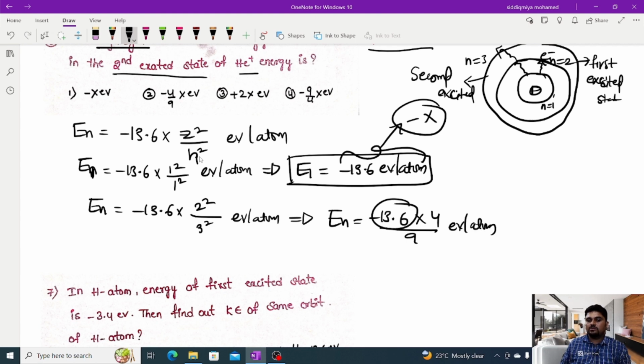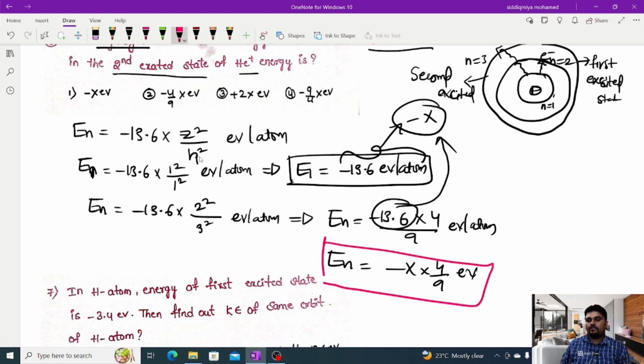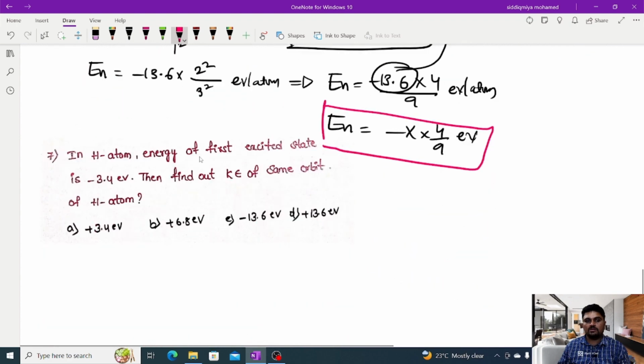So this one they have given as minus x. So En is equal to minus x into 4 by 9 eV. Okay, this is the answer. En is equal to minus x into 4 by 9 eV. So what is the answer here? The second one is the answer. Right. And next one, the seventh one.